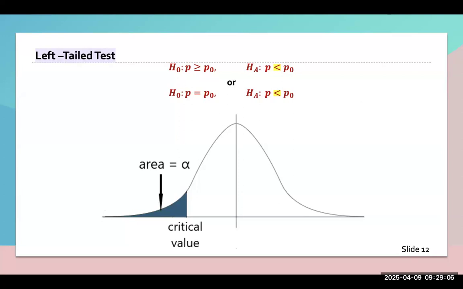So there's going to be one z-score that we're interested in, which we're going to call the critical value. That z-score is going to be negative. And in a left-tailed test, we just need to see if we're less than that particular z-score.